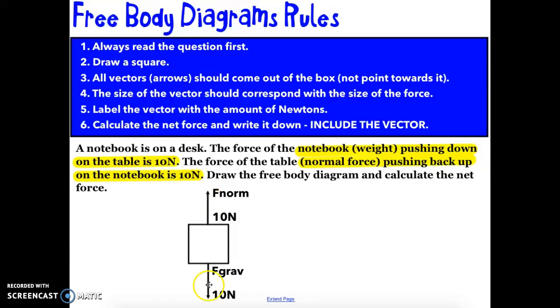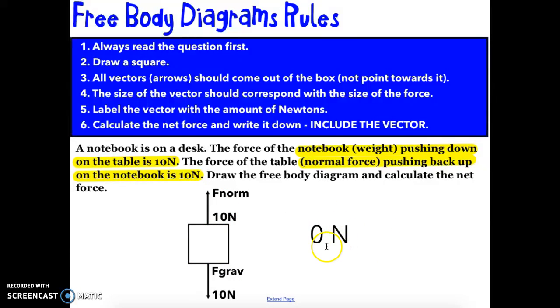So I have 2 vectors going in opposite directions. Okay, it's 10 newtons and 10 newtons. So when you have 2 vectors going in opposite directions, you subtract. And when I subtract that, I get 0 newtons. And it's not going up or down because it is 0.